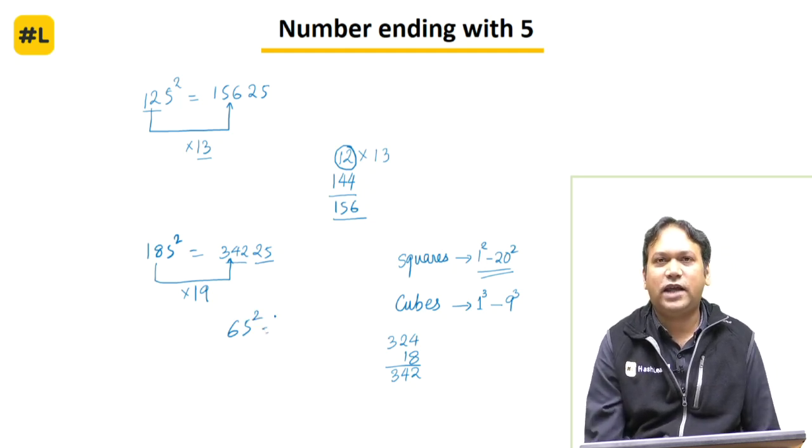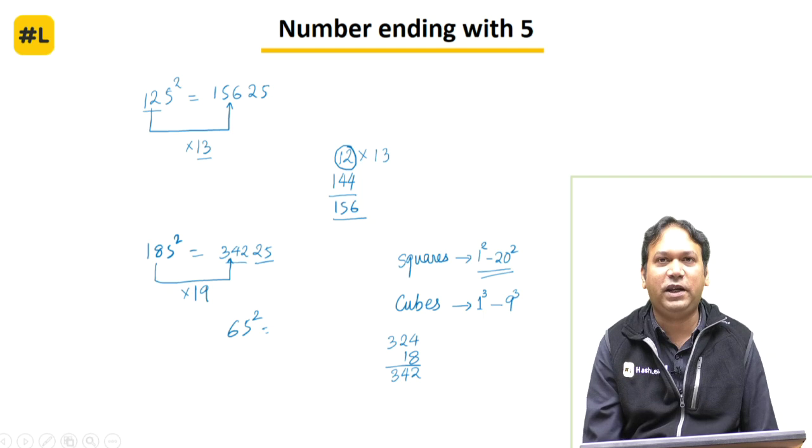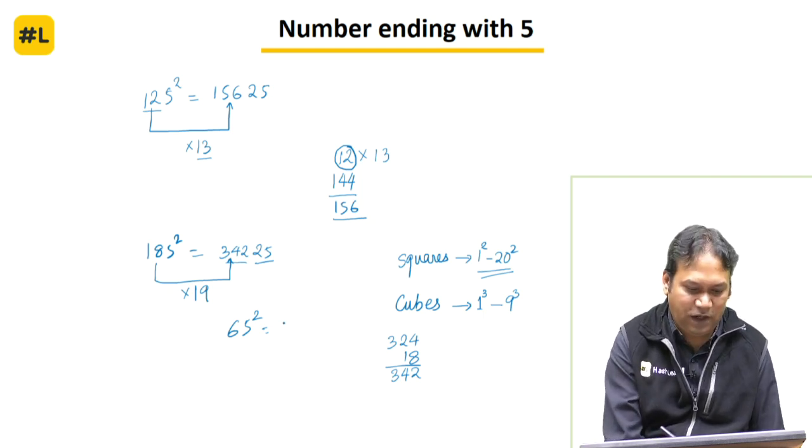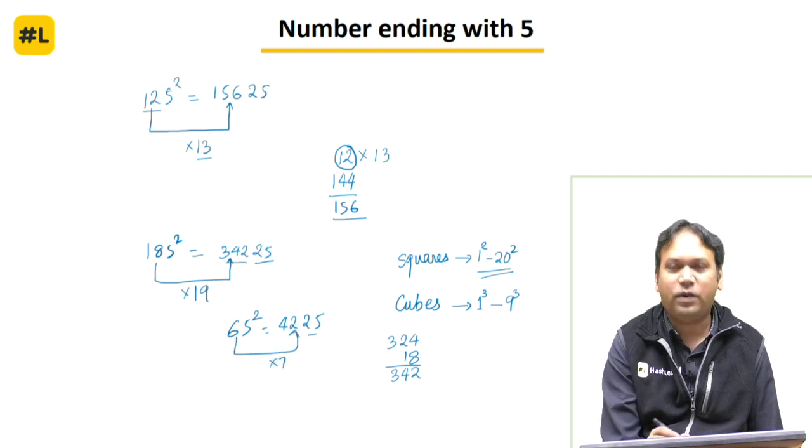Tell the answer, think, just calculate. 1, 2, 3. What is the answer? Can anyone post the answer quickly? What is 65 square? Without using pen and paper. 65 square is 4225. You see, 6 into 7 and 5 square 25.